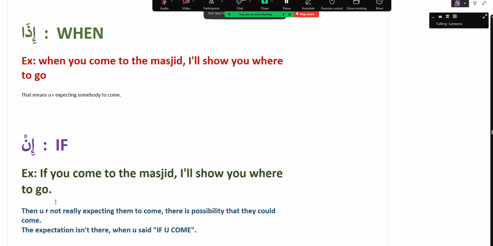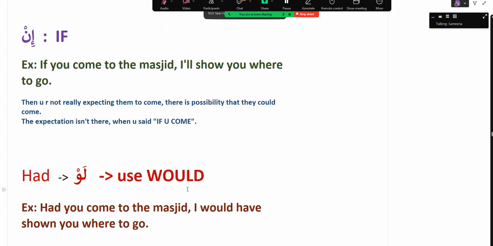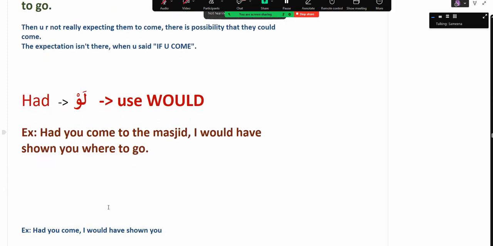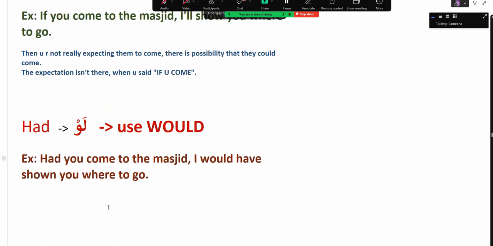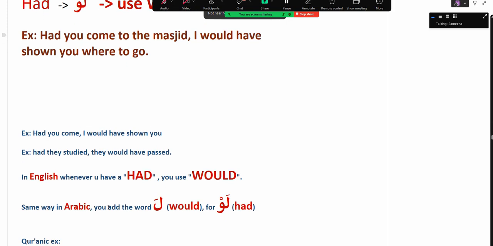When you said "if you come," okay? And in law, which means "would," had you come to the masjid, I would have shown you where to go. Here, for example, had they studied, they would have passed, right? So in English, whenever you have "had," you use "would." Same way in Arabic, you add a lam with a fatha, that is "would," for law.